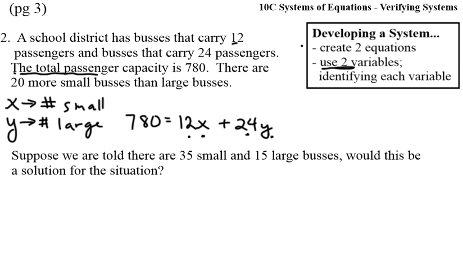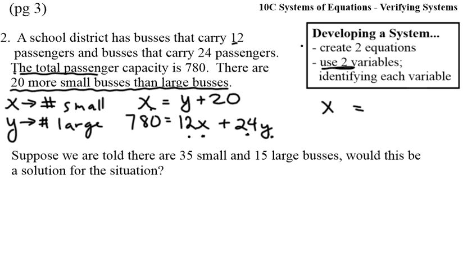What's the next piece of information that it tells us? There's 20 more small buses than large buses. Well, all kinds of different ways to identify that, but there's 20 more small than large. So that means the number of small buses, X, if there's 20 more, would be the same as large buses plus 20. Because if I just said X equals Y, that's not true. We know there's more small, so I would have to add the 20 to the large to equal the number of small. So X equals Y plus 20.